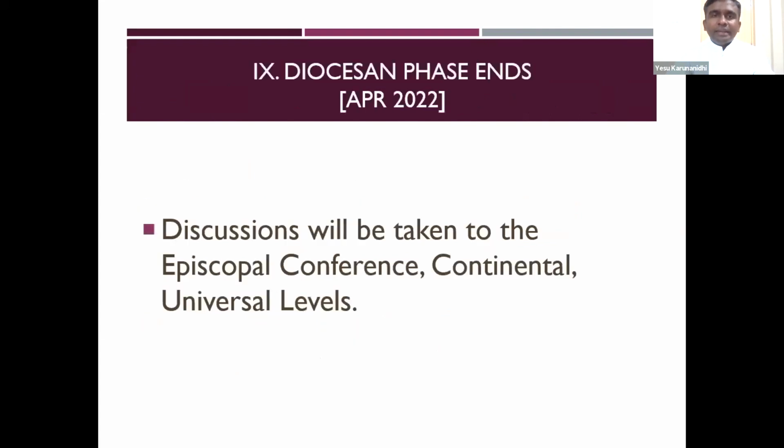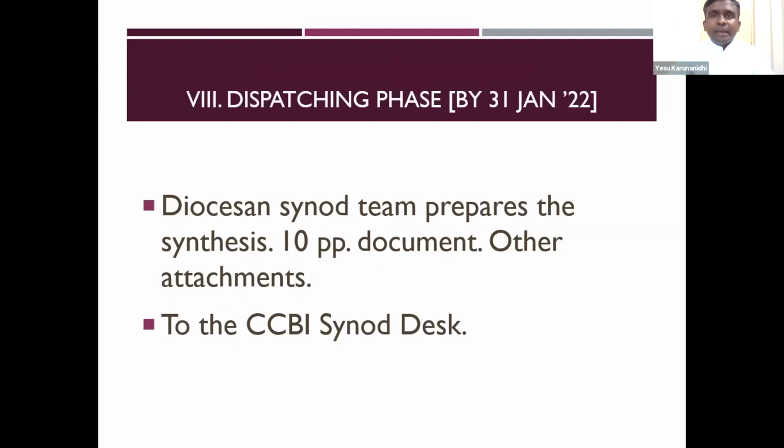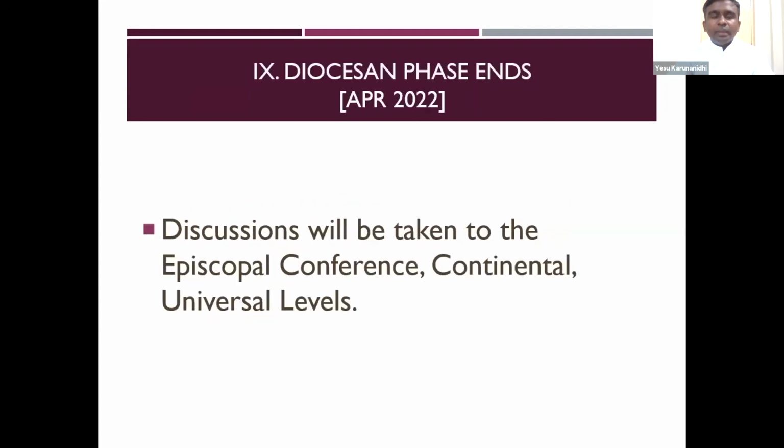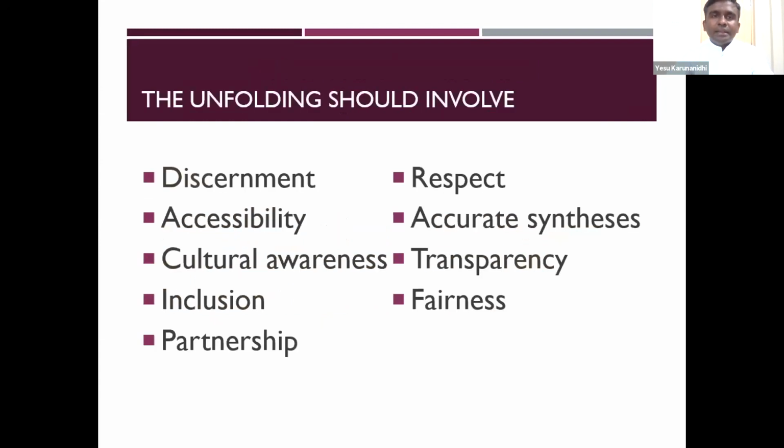And the last phase, that is 9, the diocesan phase, ends officially in April 2022. But for our practical purpose, we end the diocesan synod by January 2022. Here, after April 2022, discussions will be taken to the Episcopal Conference, then the Continental phase, then the Universal phase. So these are the 9 milestones that we as contact persons have to travel during this diocesan synodal journey.